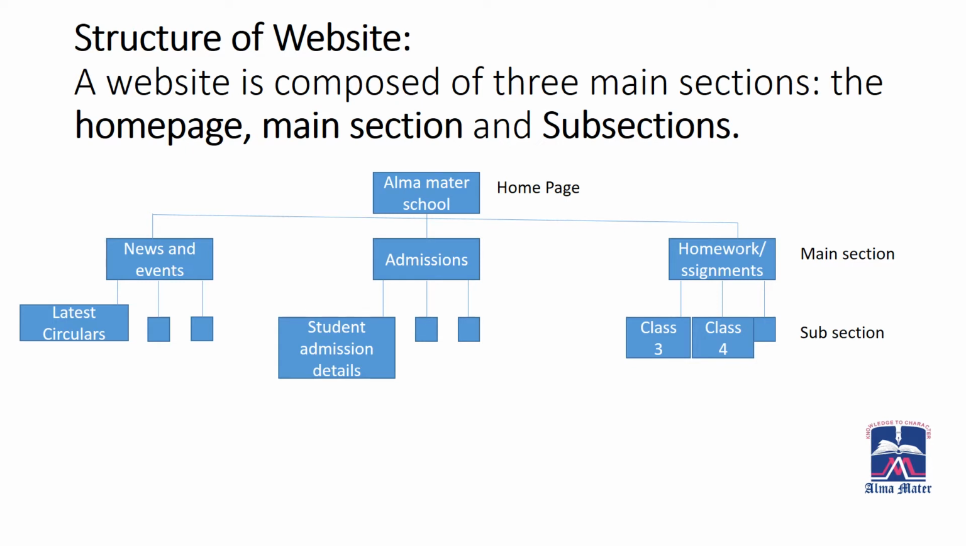Structure of a website. A website is composed of three main sections: the home page, main section and subsection. Here in the diagram you can see Alma Mater School is the home page of your website. Then the main sections are news and events, admission, homework and assignments, and in the main sections you have a lot of subsections. So this is how a website is designed. It consists of three sections: home page, main section and subsection.